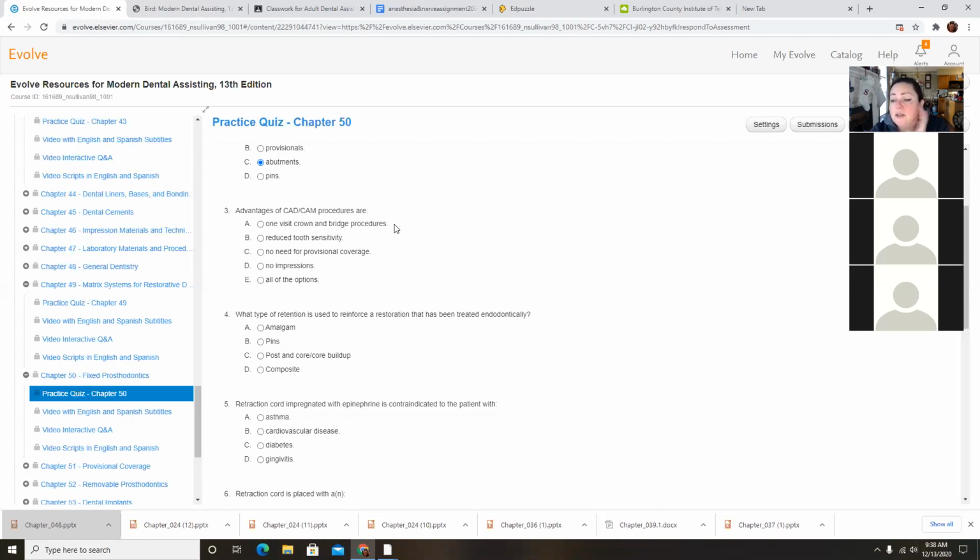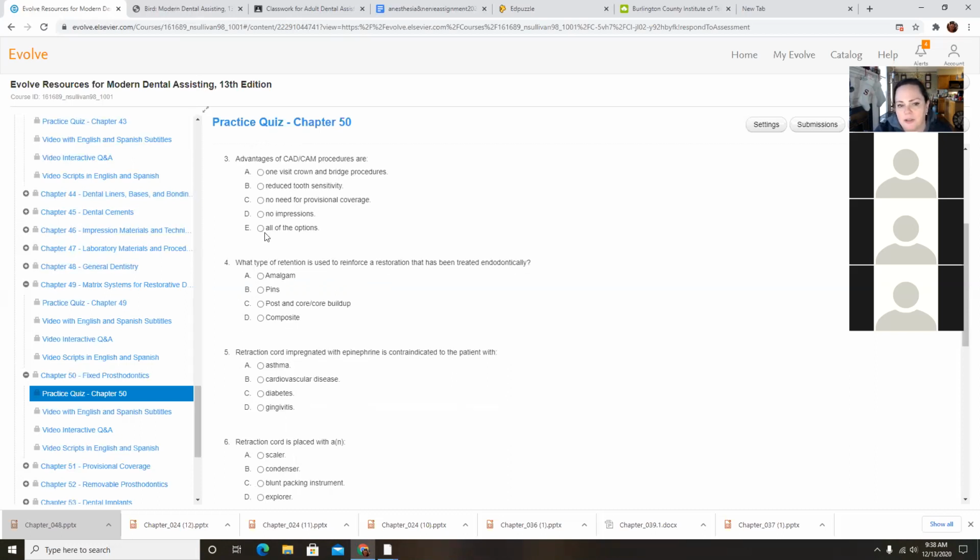So if you take the scan and have a CEREC machine in your office, a CEREC machine makes crowns. You can send that scan right to the CEREC machine, make the crown, have the patient sit in the chair and put the crown in at the same visit. It depends how advanced. We don't have one in our office, but I've worked in offices that have them. So it can do a one visit crown and bridge. There's no need for provisional coverage. You don't need impressions, and it'll reduce tooth sensitivity because you don't have to worry about having a plastic thing in the patient's mouth. Okay, so it's going to be all the options here.